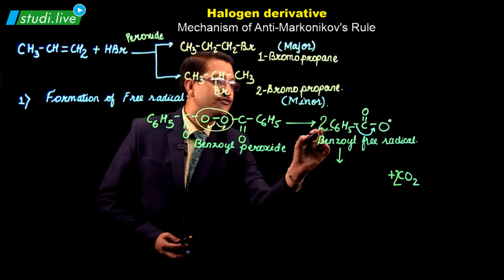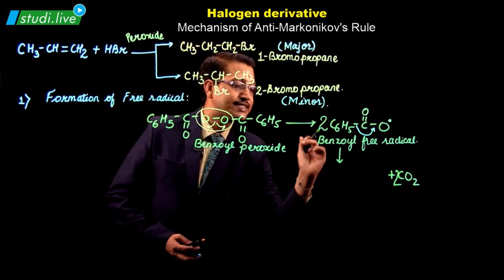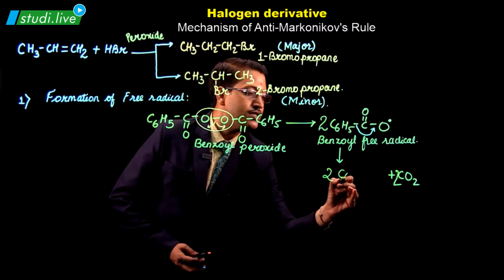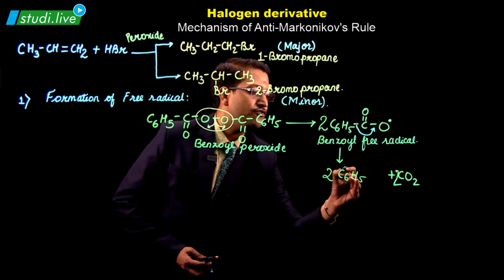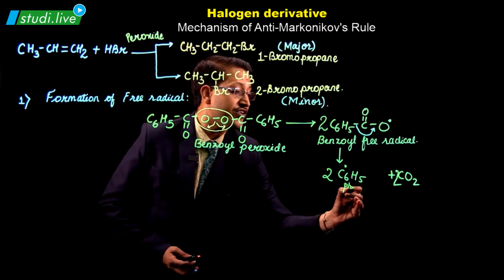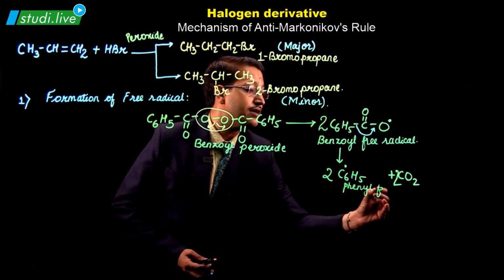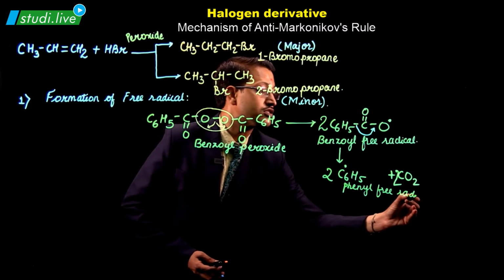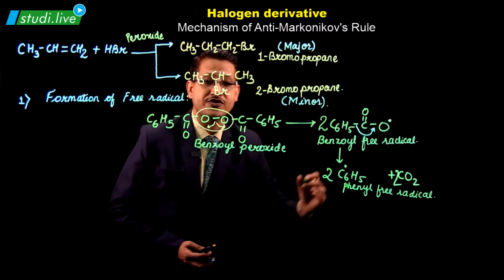What else we have? We have 2 times C6H5. So this is here 2 times C6H5 with an electron here. And this is called as phenyl free radical. So this is the formation of phenyl free radical.